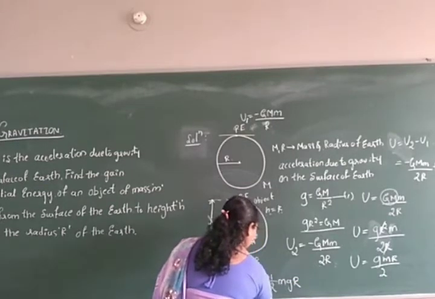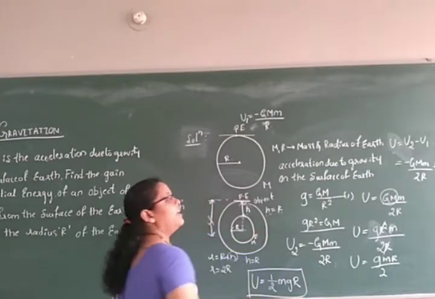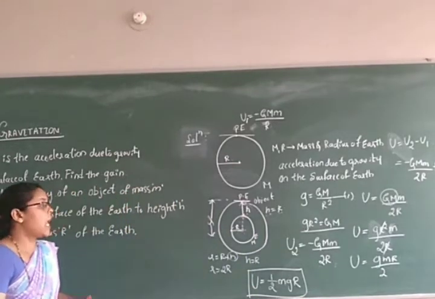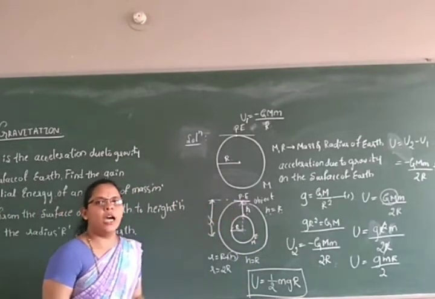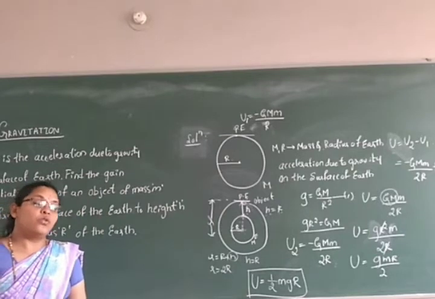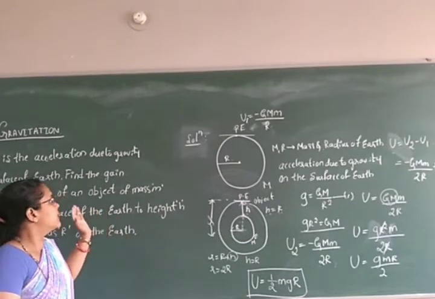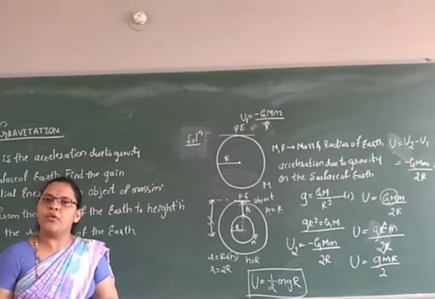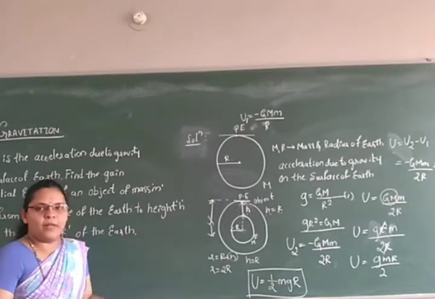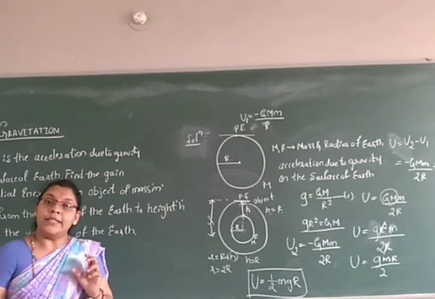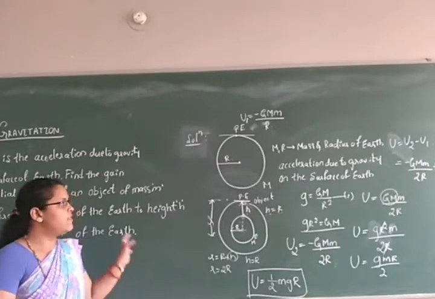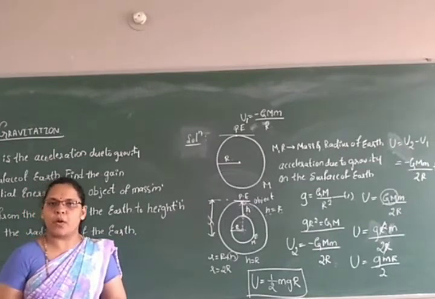So this is nothing but the potential energy gained by the object from a certain height above the surface of the earth. So this is the given solution, or we can solve problems based on this gravitation chapter. There are plenty of problems, but which are concerned with the CBSE syllabus, only those we are selecting and solving as numerical problems here.